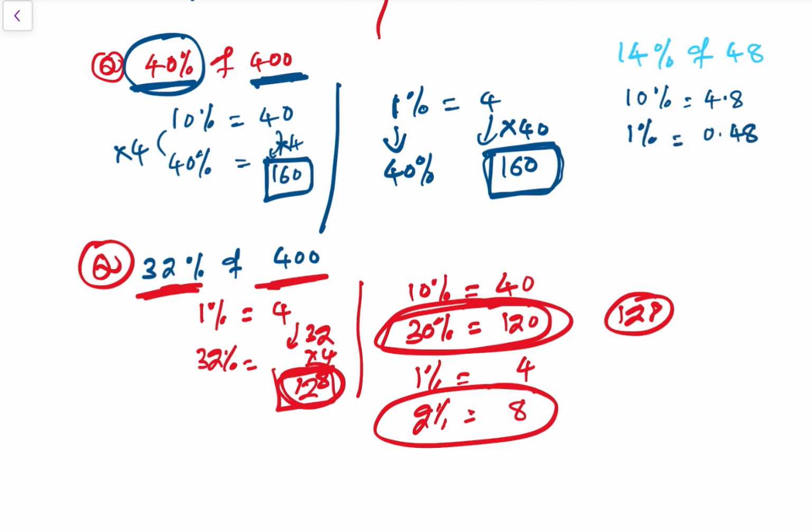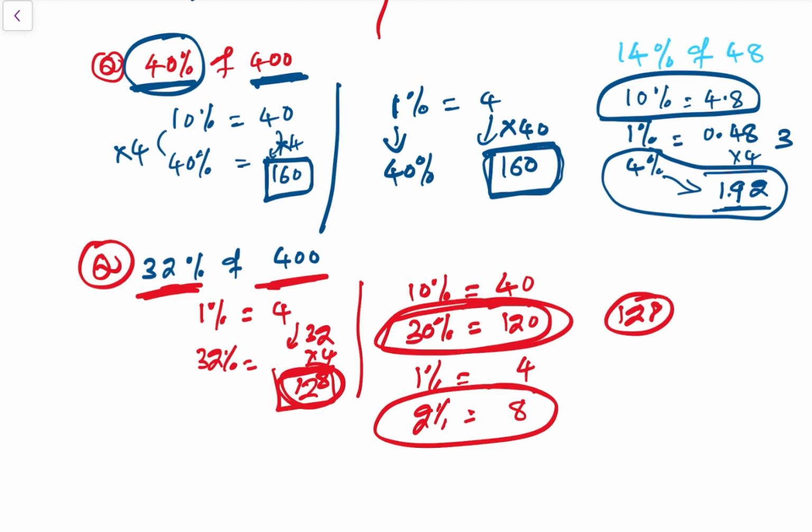So अब 4% और चाहिए. So 0.48 into 4 से 4% आएगा. So 8 4s are 32, 4 4s are 16, 16 plus 3 is 19, ठीक है. So 1.92. So 4% is 1.92 and 10% is 4.8. So 14% चाहिए. So 4.8 जो 10% का, प्लस 4% का दैट इज 1.92, इनको ऐड करना है.